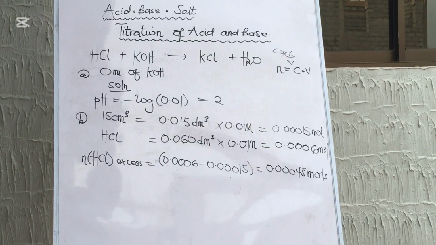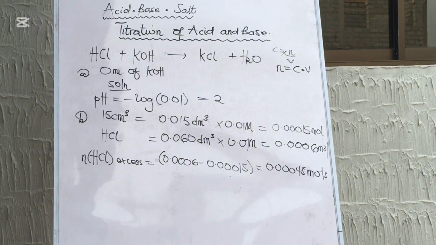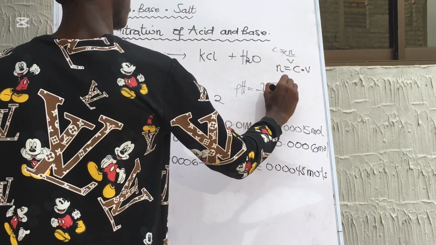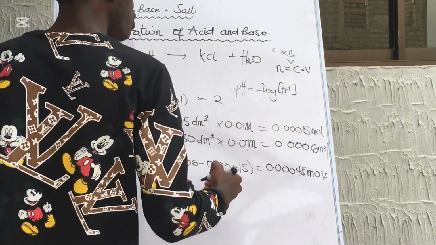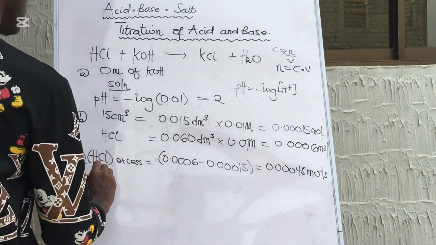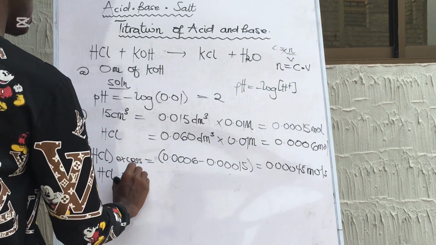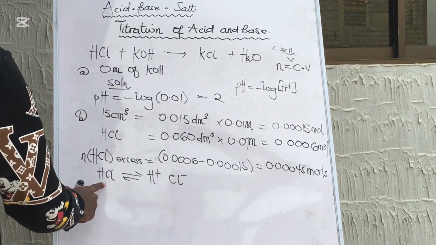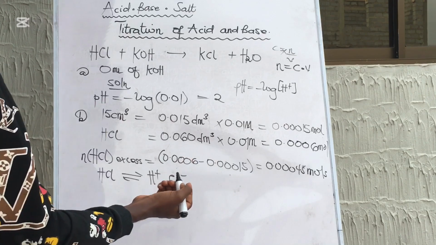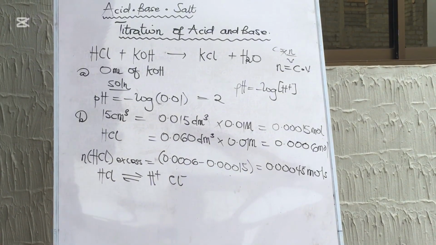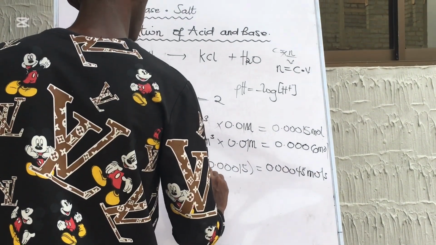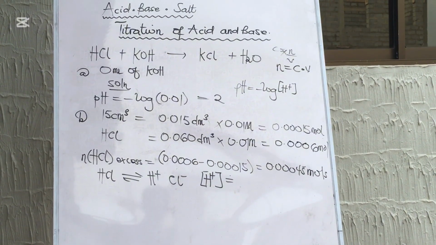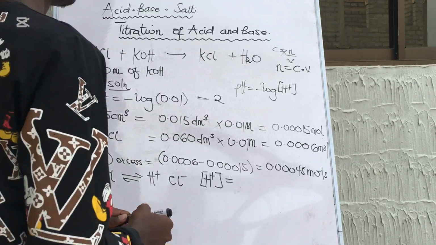So now let's move straight into how you are going to find the pH. pH is equal to the negative logarithm of the concentration of H plus. So we need to know the amount of H plus. HCl is the same thing as H plus and Cl minus, so the moles of this HCl is the same as the moles of the H plus. Then we find the concentration of the H plus.